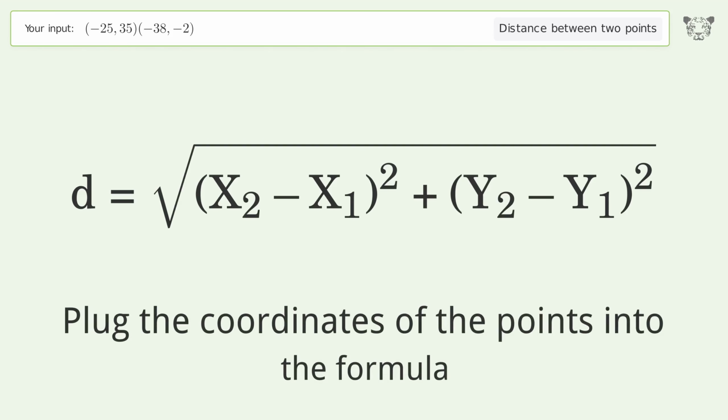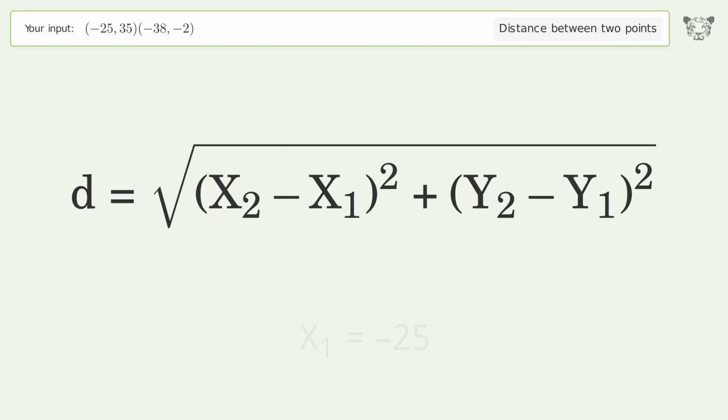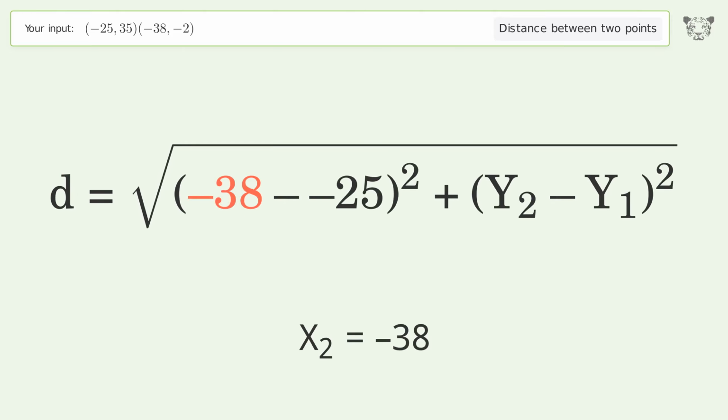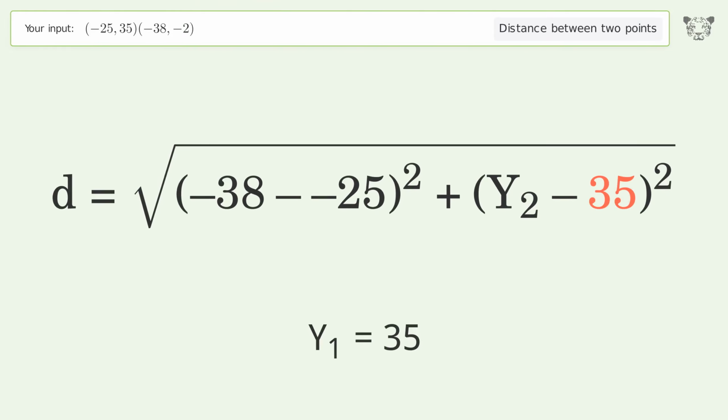Plug the coordinates of the points into the formula. x1 equals -25. x2 equals -38. y1 equals 35. y2 equals -2.